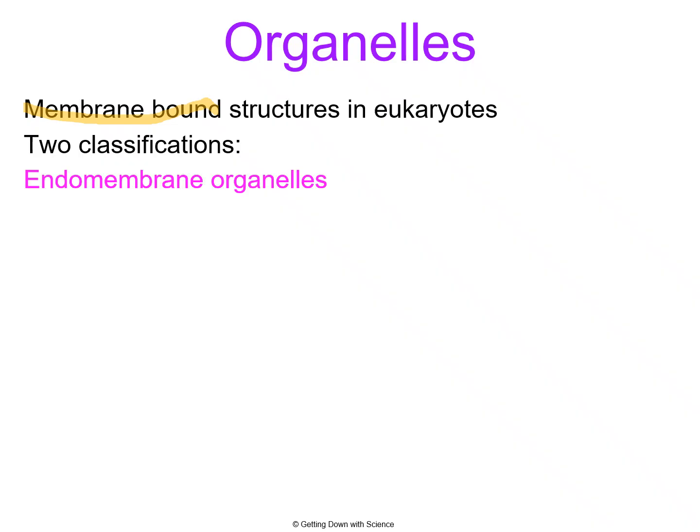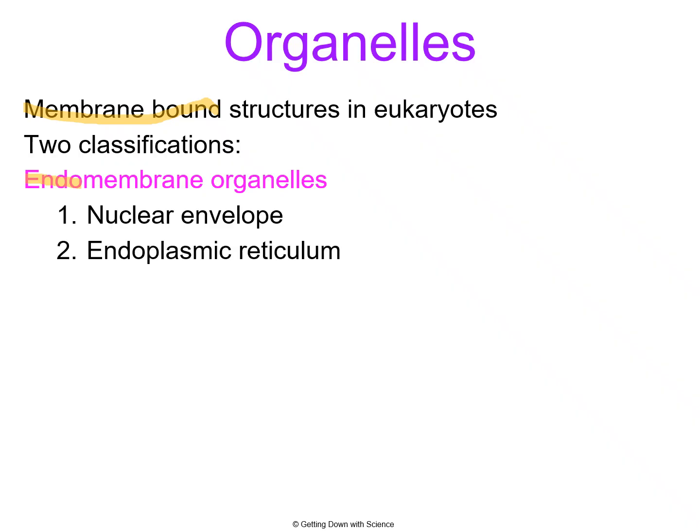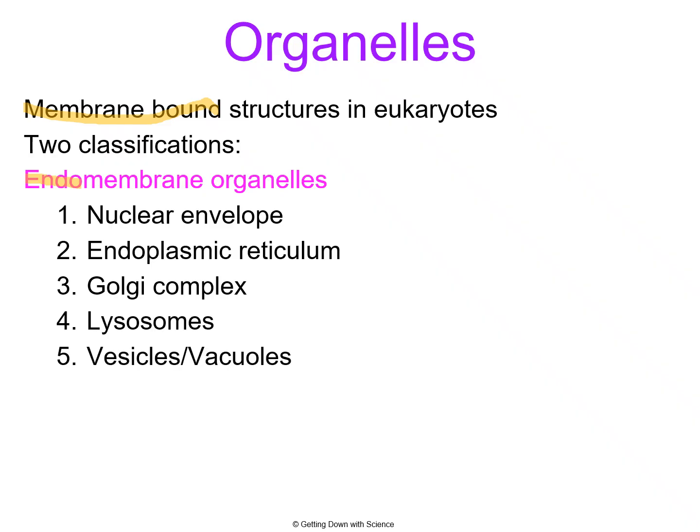So what are the two classifications of organelles? Organelles are described as endomembrane, which means that within the cell there is a membrane that surrounds these organelles. And here are some examples of these organelles: the nuclear envelope, the endoplasmic reticulum, the Golgi apparatus, the lysosomes, vesicles or vacuoles, and the plasma membrane itself.